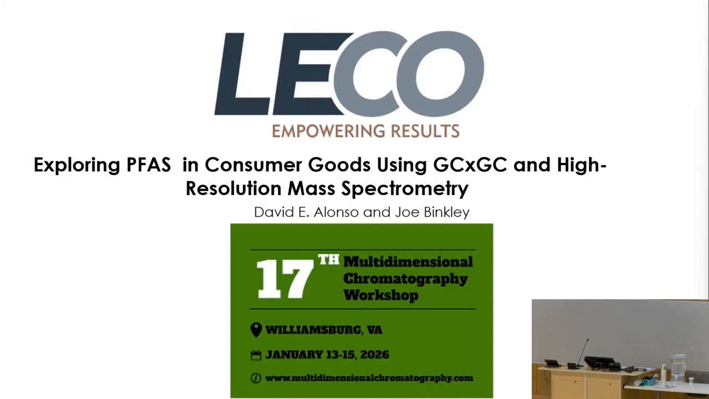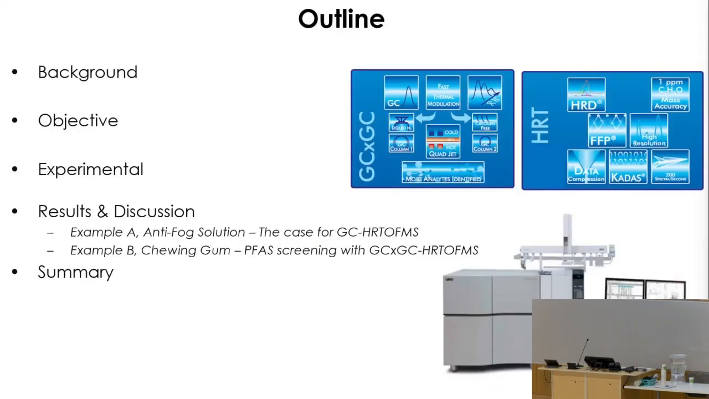First, there's an error in my title. It should be exploring PFAS and many other compounds and consumables goods using GC by GC and high-resolution time-of-flight mass spectrometry. Let me get this right.